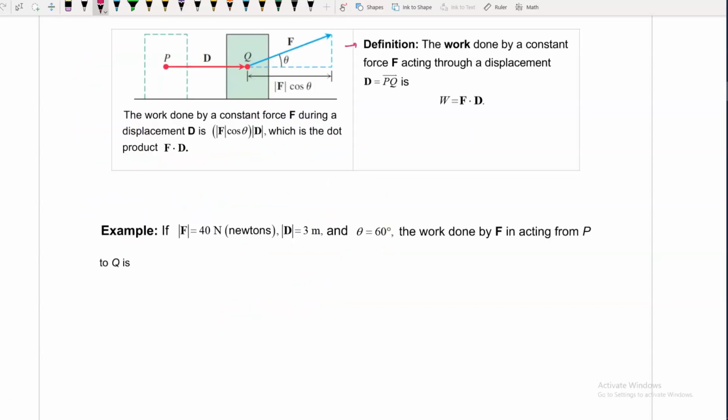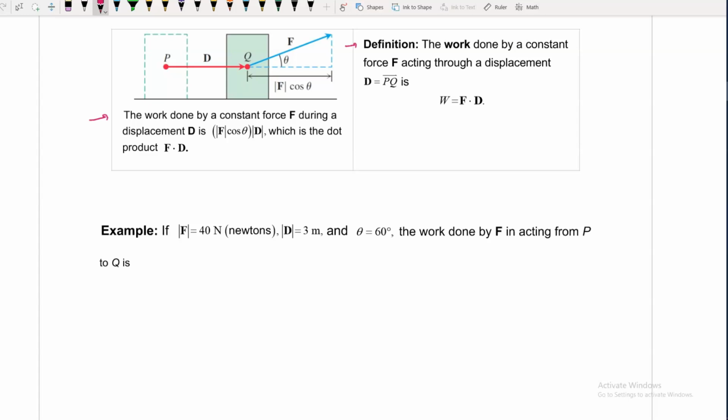Here we have the definition: the work done by a constant force F acting through a displacement D, the vector from P to Q, is W equal to the dot product of F and D. So based on what we have here, the work done by a constant force F during a displacement D is the length of F times cosine theta multiplied by the length of D, which is the dot product of F and D.